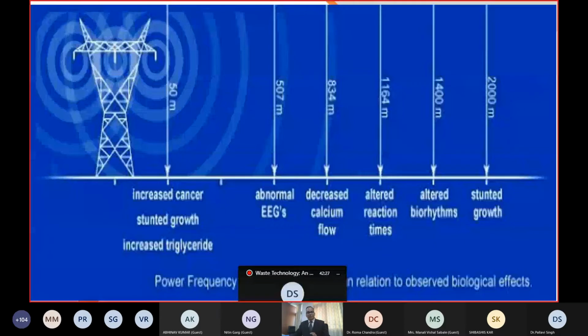Everything is perfect, no problem. If they are having less food or a different kind of food, it is not that hazardous, which is with the high transmission line. So you can see up to 5 meters from the transmission line, the cancerous incidence will be increased. Up to 500 meters, abnormal EEG.